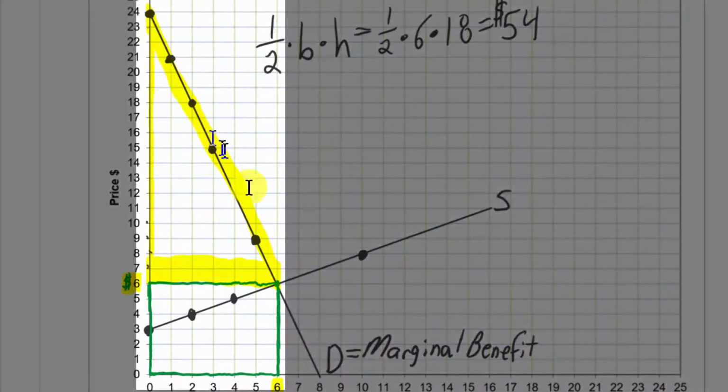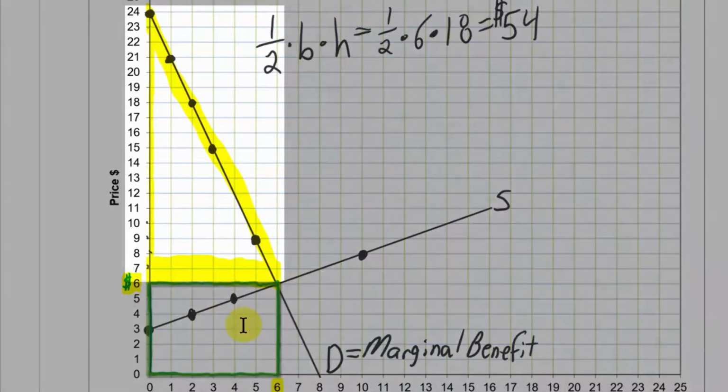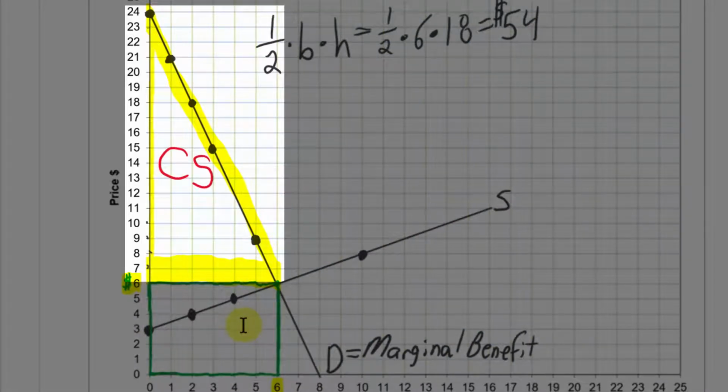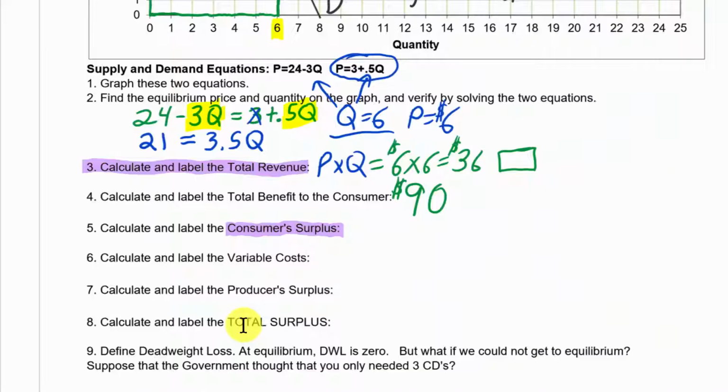Since the total area under the demand curve is the $90 in total benefit, and the green rectangle down here is the total revenue, then that means that this triangle up top here is the consumer surplus of $54 that we just calculated a second ago. So the total revenue down here is 36, and the consumer surplus is 54, for a total of 90, the total benefit, the most this consumer was willing to pay. So let's label that there. $54 in consumer surplus, which we calculated as 1/2 times the base times the height.